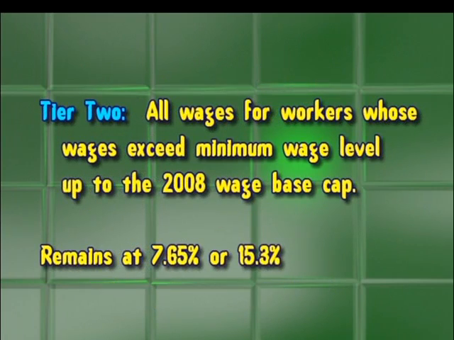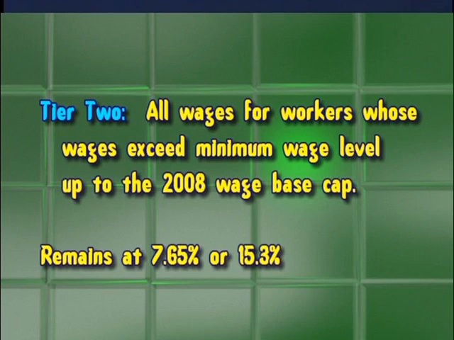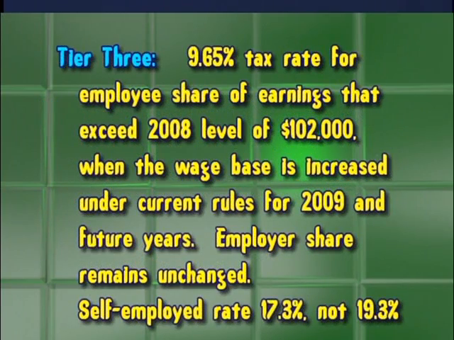Tier 2 would continue to tax all wages at the current 7.65%, 15.3% level for all earnings up to the 2008 wage base of $102,000, as long as the combined total wages and self-employment earnings exceeded the minimum wage level. So all the earnings for someone who earns over the minimum wage level would be taxed at 7.65%. Tier 3 would tax that portion of wages or self-employment earnings which exceed the 2008 wage base cap of $102,000.